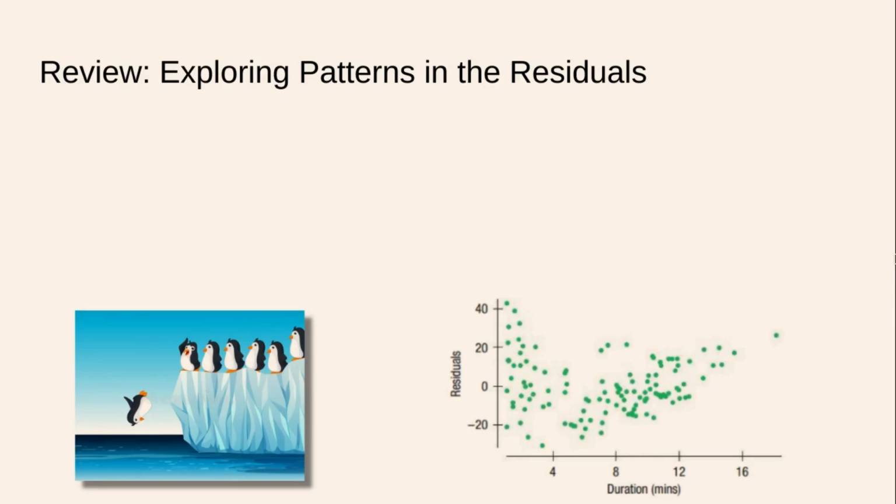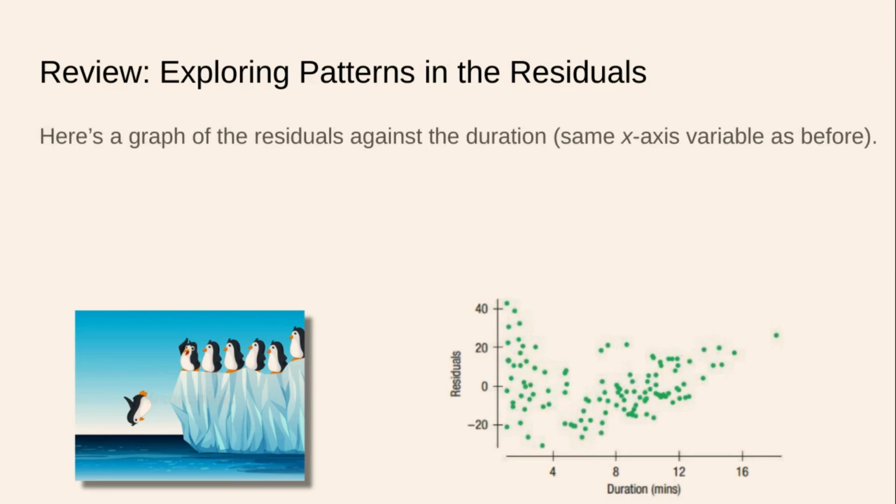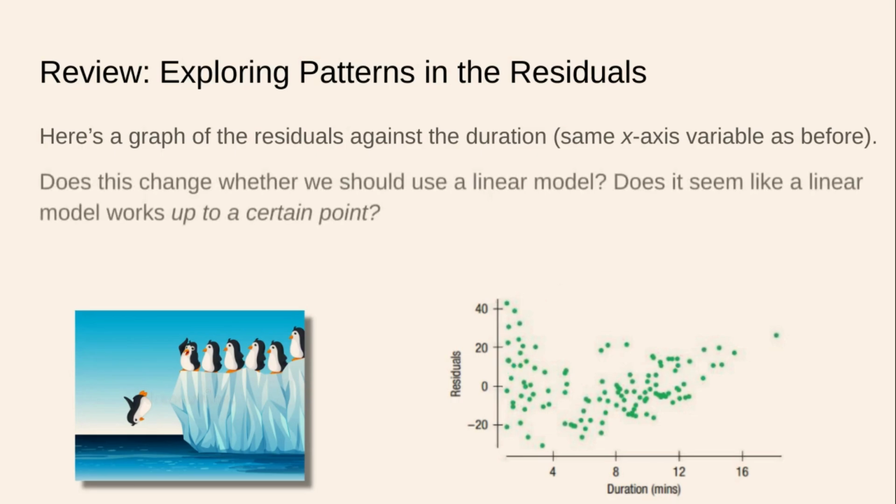And lo and behold, right on cue, a bad residuals graph. Here's a graph of the residuals against the duration of the dive. It's the same x-axis variable as before. It's how long the penguin's under the water. These residuals are actually starting out okay. There is a point at which a linear model would be okay, but once we get past around 4 minutes, there is a very clear pattern in our residuals.